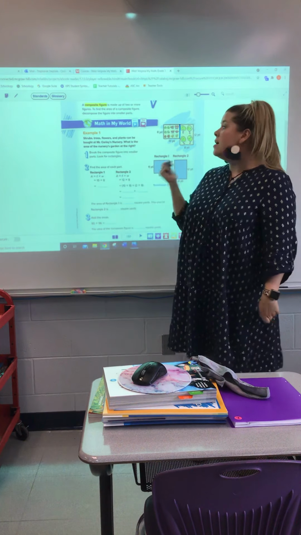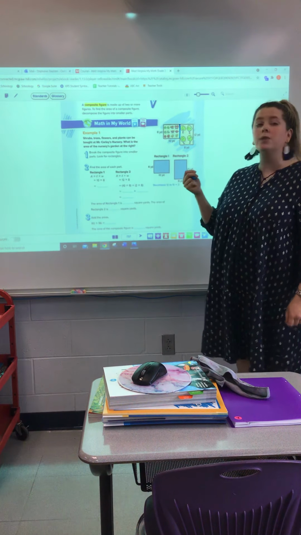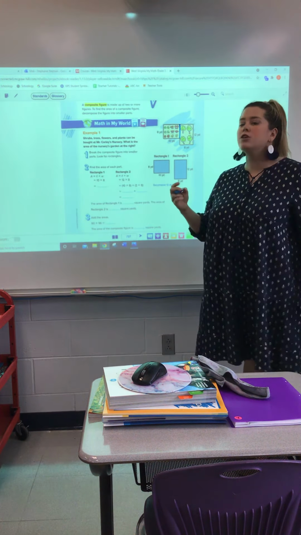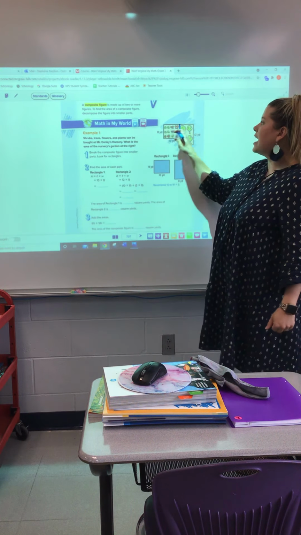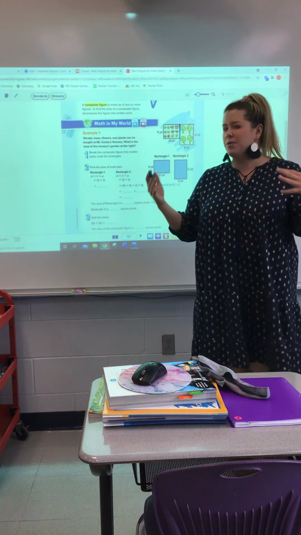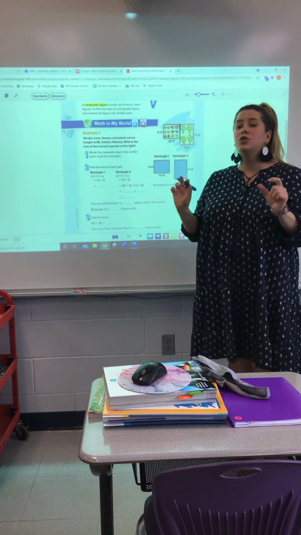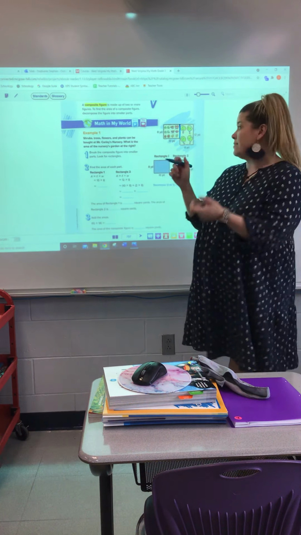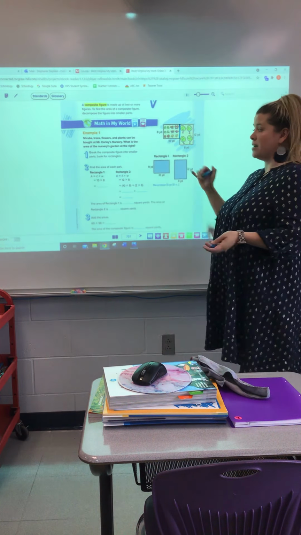That's step 1. Break the composite figure into smaller parts. And to help you do that, look for rectangles. Like I wouldn't draw a line right there because then I wouldn't really have any shapes. I want to have 2 actual shapes. So in this case, I have 2 different rectangles.